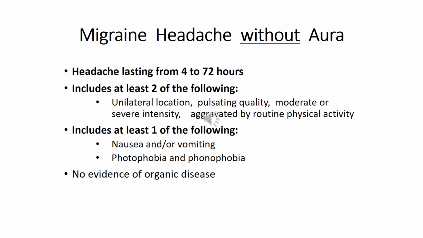Migraine headaches without aura are headaches that last from 4 to 72 hours. They include at least two of the following characteristics: unilateral location, pulsating quality, moderate or severe intensity, and the pain is usually aggravated by routine physical activity. In addition to those symptoms, they may also have one of the following: nausea and/or vomiting, photophobia and phonophobia.